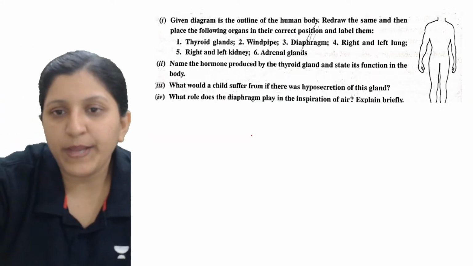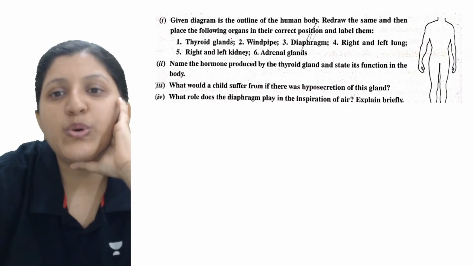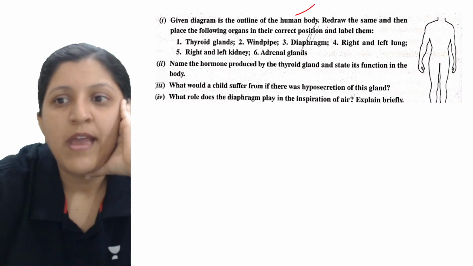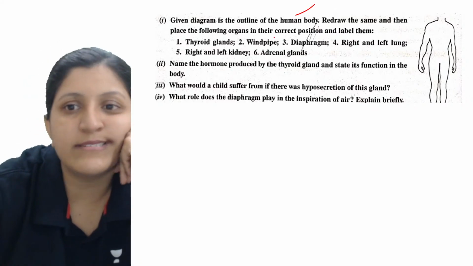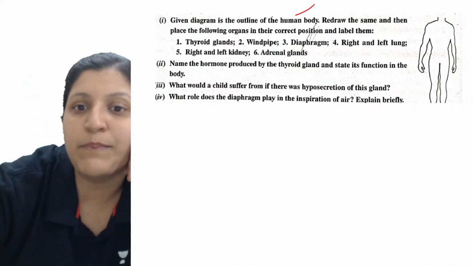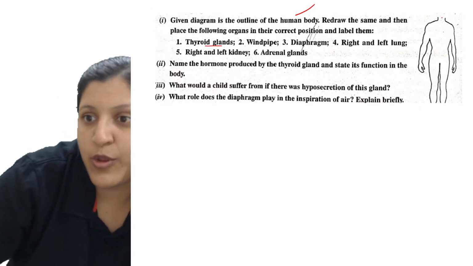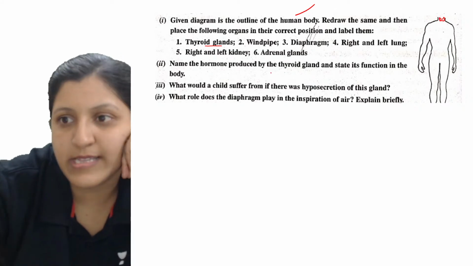So this is the ovary. And I think this would be our last question, the given diagram. The given diagram is the outline of the human body. Redraw the same and then place the following organs in their correct position and label them. They are asking you to draw a thyroid gland. You can show the thyroid gland in the neck region. So there is the thyroid gland.